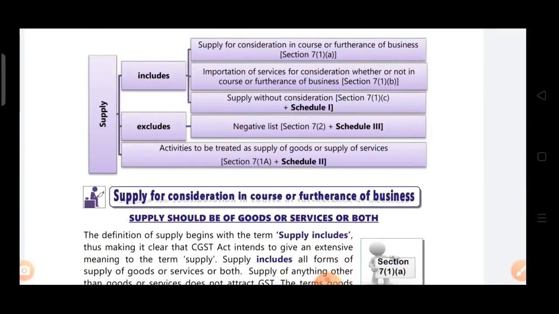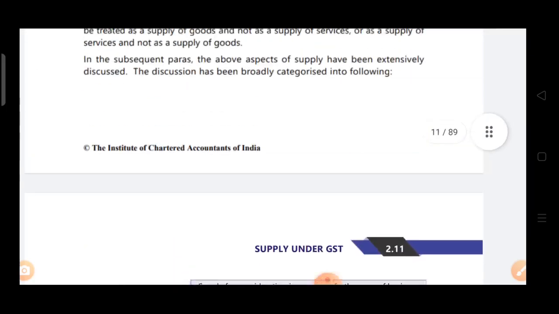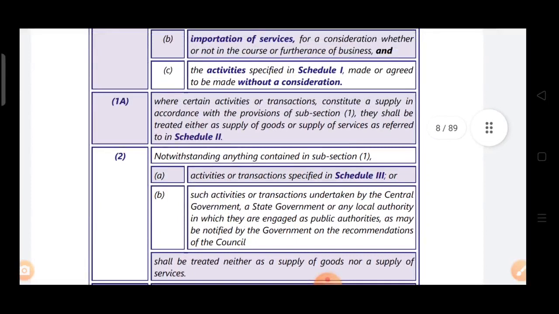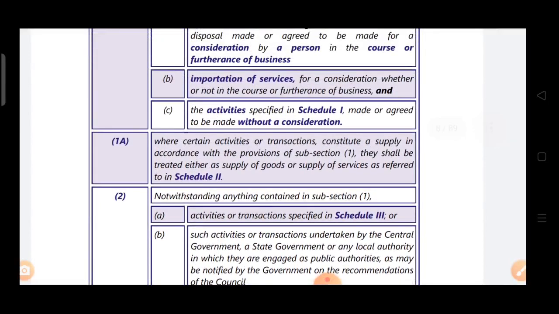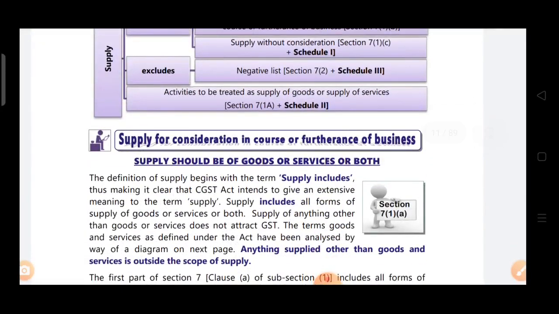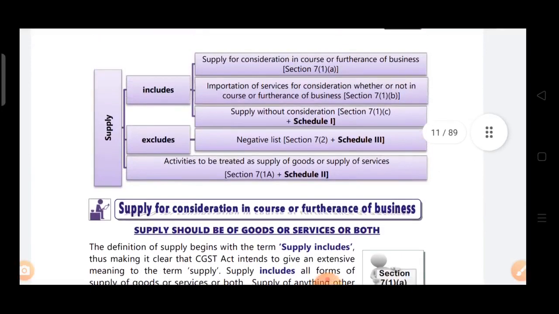Now the activities to be treated as supply of goods or supply of services are mentioned in Section 7(1)(a) plus Schedule 2. In 7(1)(a) only, they have given that the activities mentioned in Schedule 2 constitute supply of goods or supply of service. Any activity which is treated as goods or service is mentioned in Schedule 2. That's why they have given the reference of the section over here: Section 7 subsection 1(a) plus Schedule 2. So this summary gives the entire meaning and scope of supply under Section 7 in chart form.